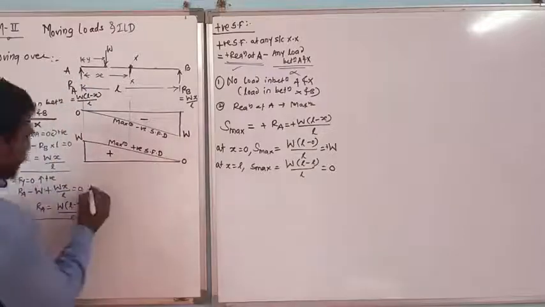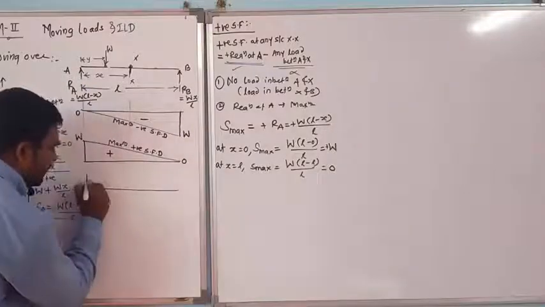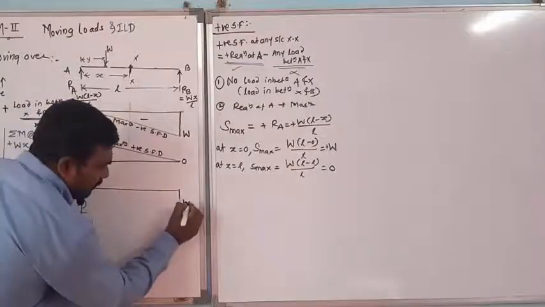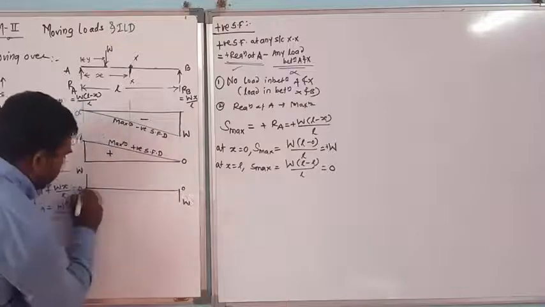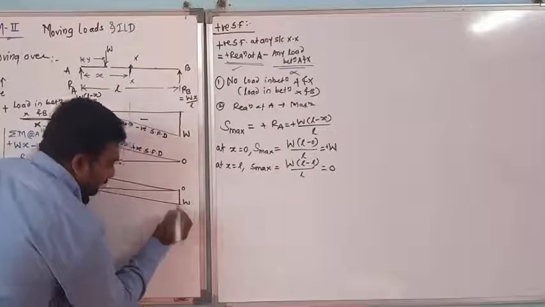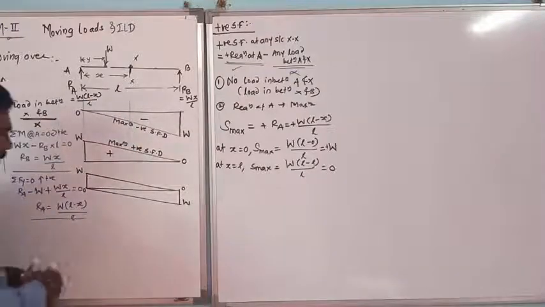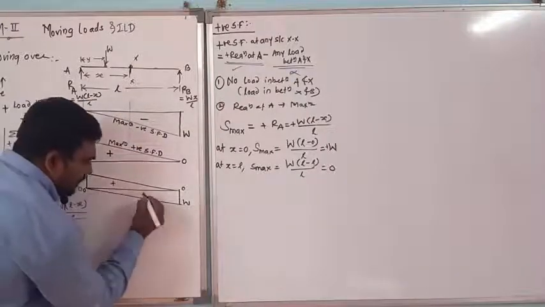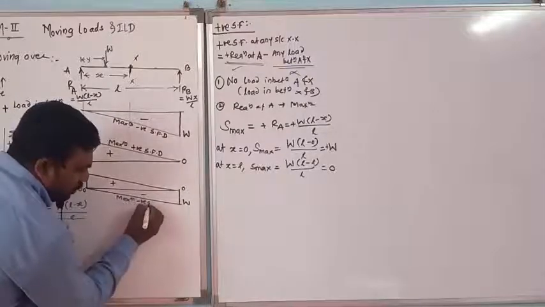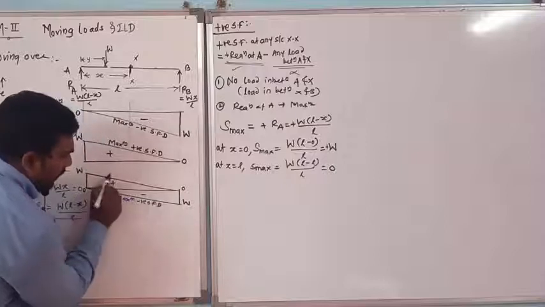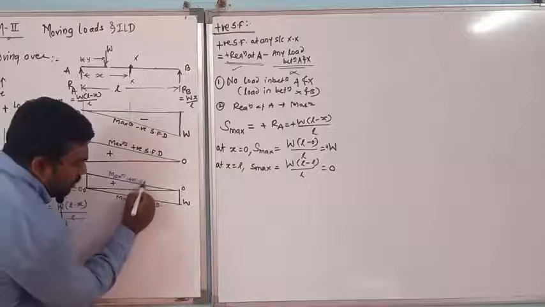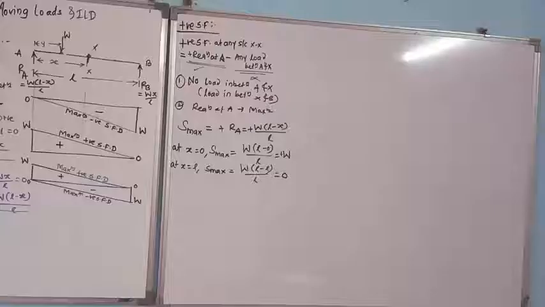Okay. If I join both of these here and here, I will show it here. This is W, this is W. Here it is 0, here it is 0. This is joined with a straight line like this. Now this is positive, this is negative. So this is called the maximum negative shear force diagram and this is the maximum positive shear force diagram.